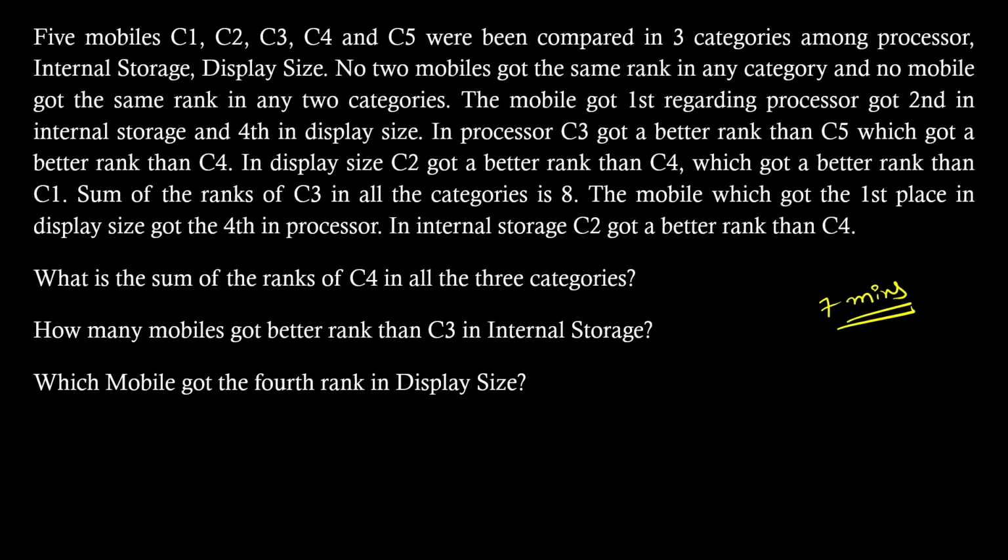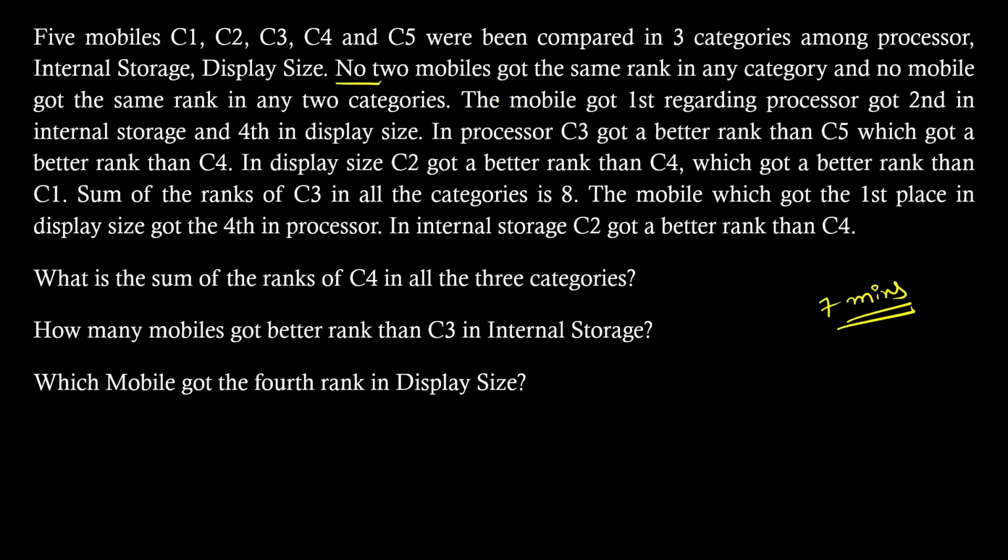Here, let's understand the given information. We have 5 mobiles, C1, C2, C3, C4 and C5. They were being compared in 3 categories: processor, internal storage, and display size. So we have 5 mobiles being compared in 3 categories, that's clearly understood.